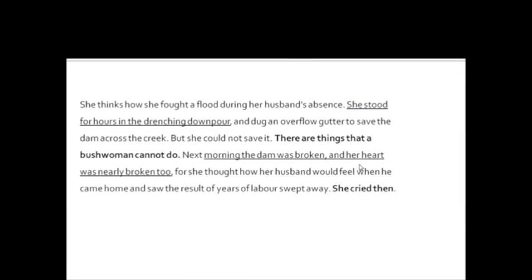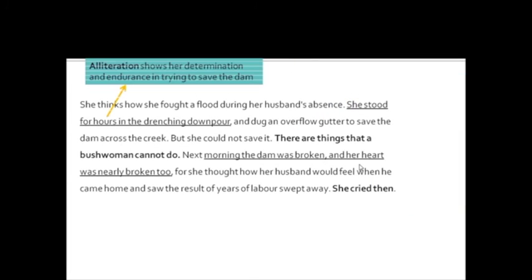Okay, so again we also see another flashback. The alliteration here: she stood for hours in the drenching downpour. It shows the drover's wife's determination and also her endurance as well, because she is trying to save a dam, and she really does understand how much work her husband had put into the dam, so we get that sense of empathy as well.